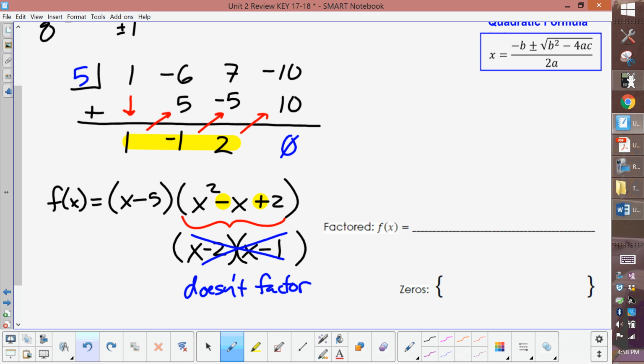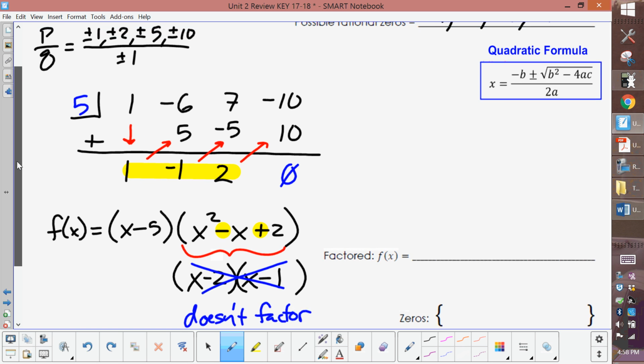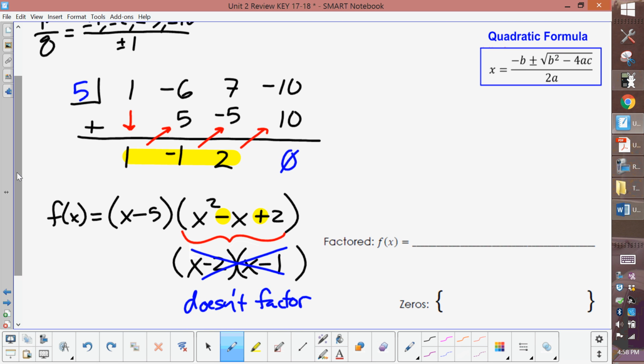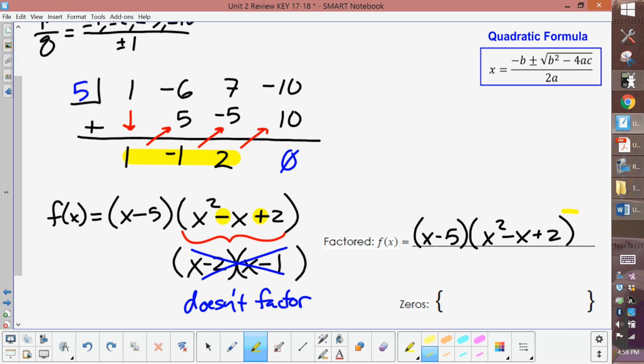Okay, but again, you'll notice over there in the upper right-hand corner, I have the quadratic formula. So the most I can factor this is what I have already. So x minus 5, and then x squared minus x plus 2. And that is as factored as I can get this problem, so that part's done.